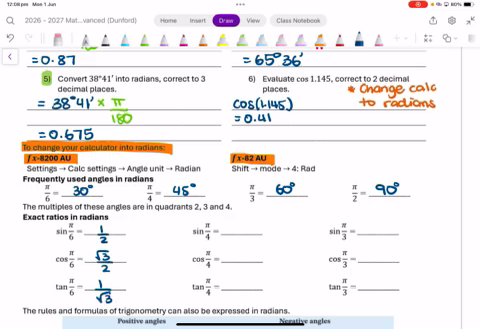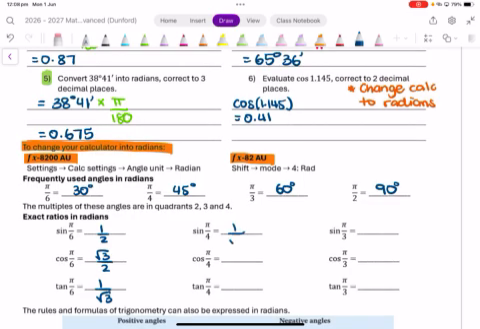Now, sine pi on 4 is the same as sine 45 degrees, which is 1 on root 2. Cos pi on 4 is the same as cos 45 degrees, which is 1 on root 2. And tan pi on 4 is the same as tan 45 degrees, which is equal to 1.